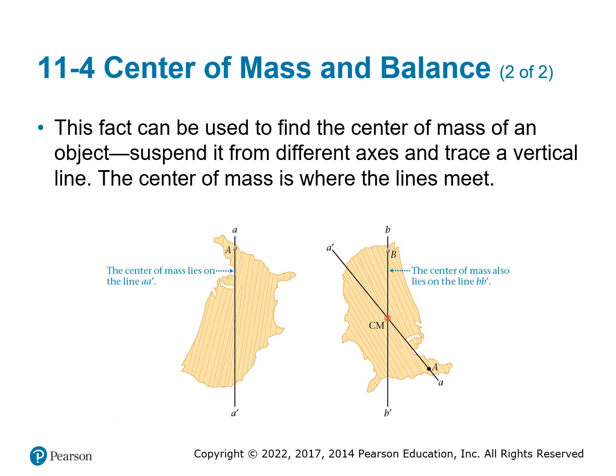So you can do trial and error to kind of figure out where your center of mass is by changing it from different axes and tracing a vertical line. And the center of mass is where the lines meet. So you can do this 2 times, 3 times, 4 times, as many times as you need to get an accurate center of mass measurement.